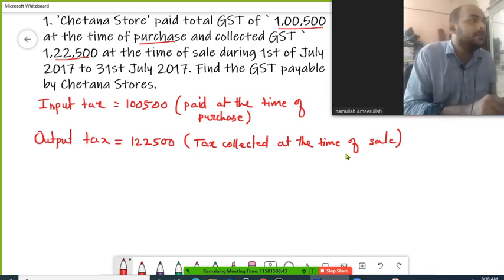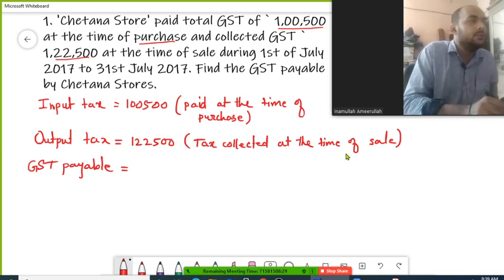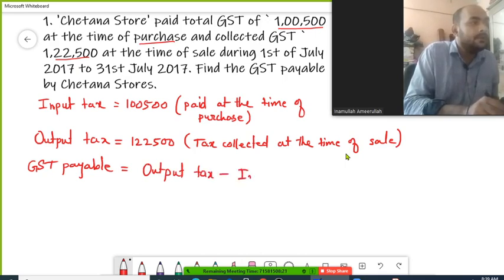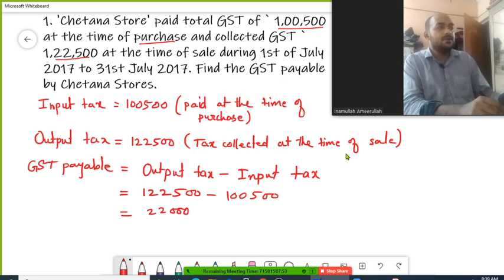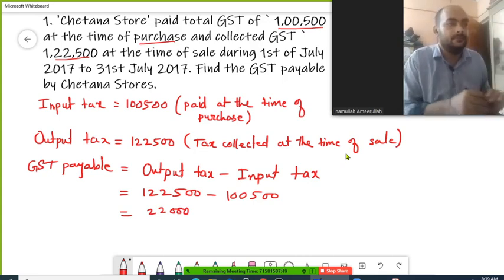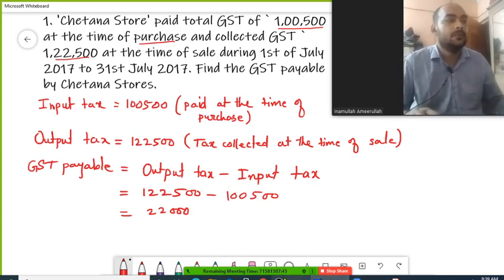So GST payable we will write like this: GST payable is equal to output tax minus input tax. This is our formula. Output tax is 1,22,500 and input tax is 1,05,000, and the difference of these two will be payable. So here the difference is 22,000, and this 22,000 is supposed to be paid by Chetana Store to the government. Is it clear, everybody?